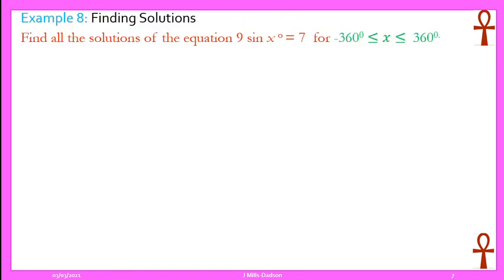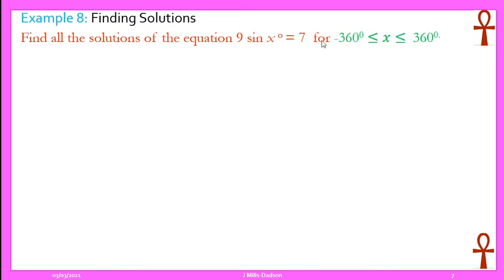Okay, now this is the main thing I wanted to talk to you about, finding solutions. We are supposed to find solutions of the equation 9 sine x equals 7. What will be the angle that will make this equation equal to 7? And we want to work it out between -360 degrees and 360 degrees. Remember, the angle can stretch as long as you can imagine.